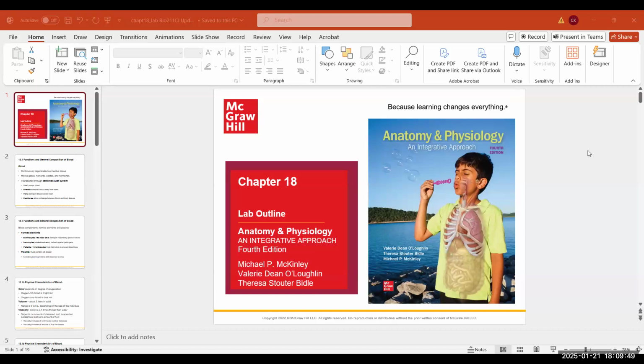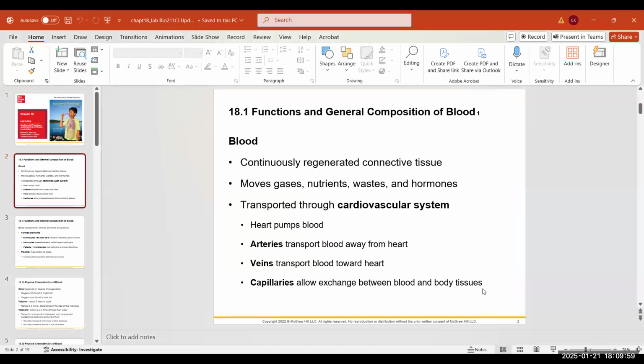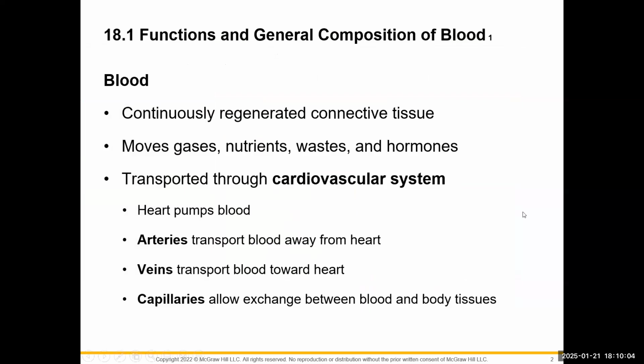We are going to be talking about chapter 18, which is our chapter on blood. So this is the lab portion for our Bio 211. I want to welcome you to the next chapter here. We get the opportunity in this video to start talking about one of our connective tissue types. And so let's delve right into it and start talking about blood, what it is, what it does, and some of the cool characteristics that we're going to learn about it.